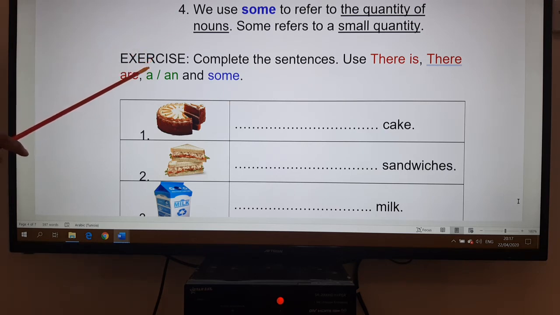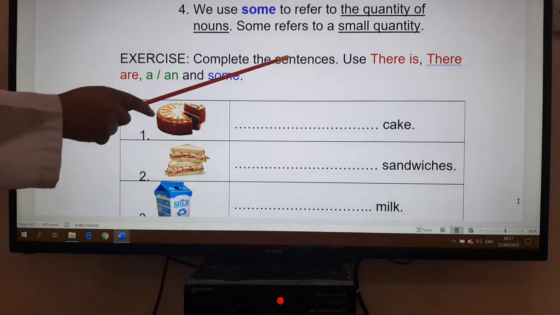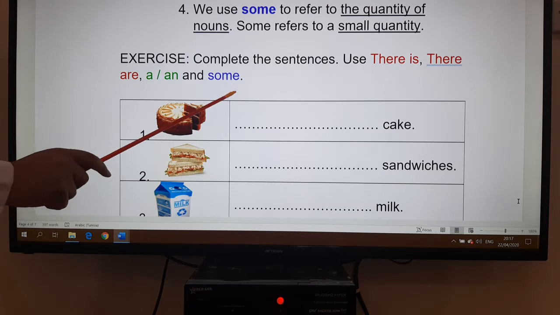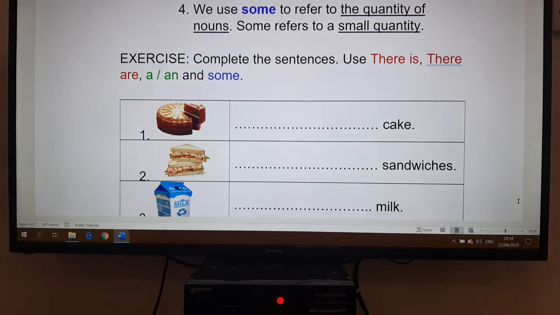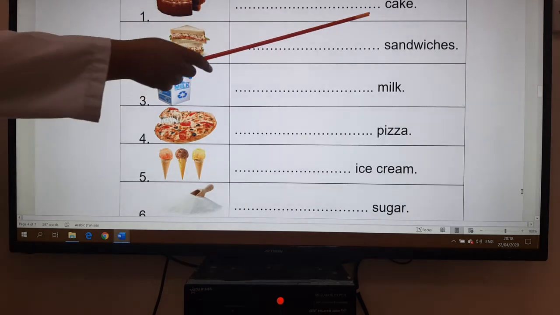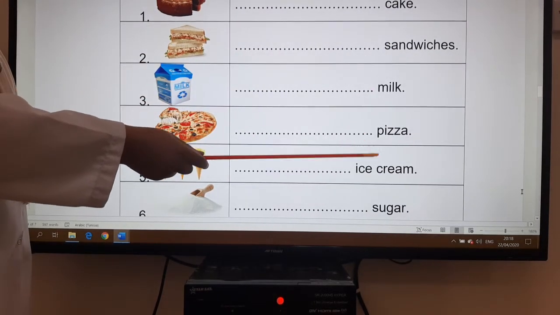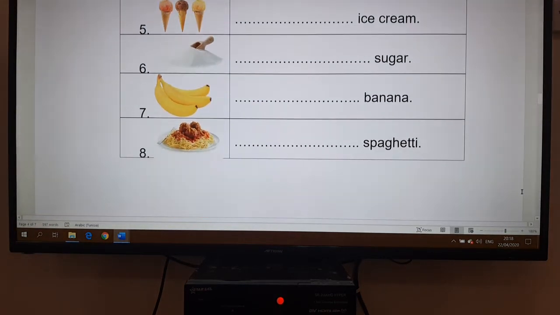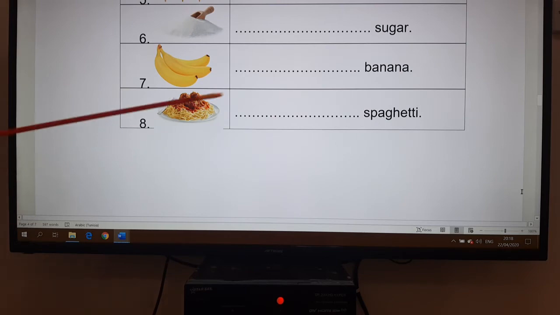Then we have an exercise here. Complete the sentences, use there is or there are, a or an, and some. You look at the different pictures. So we have here cake, sandwiches, milk, pizza, ice cream, sugar, banana, and spaghetti.